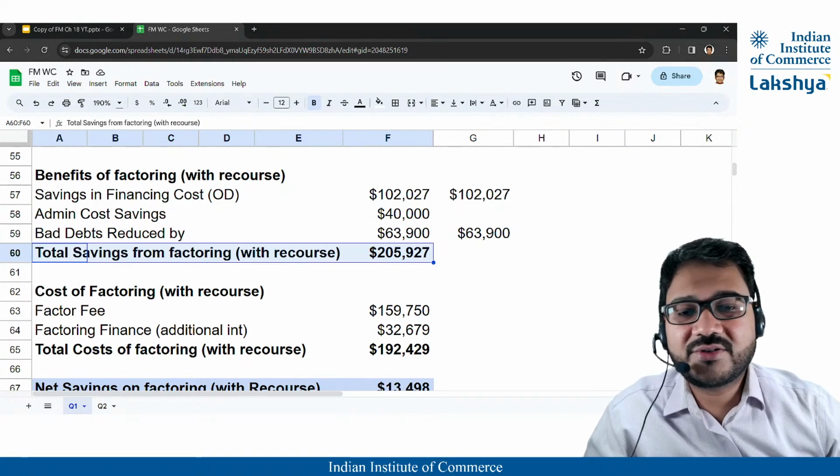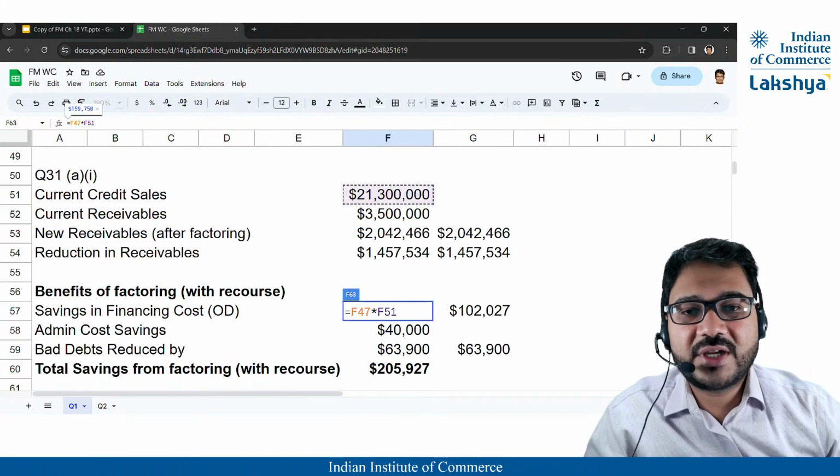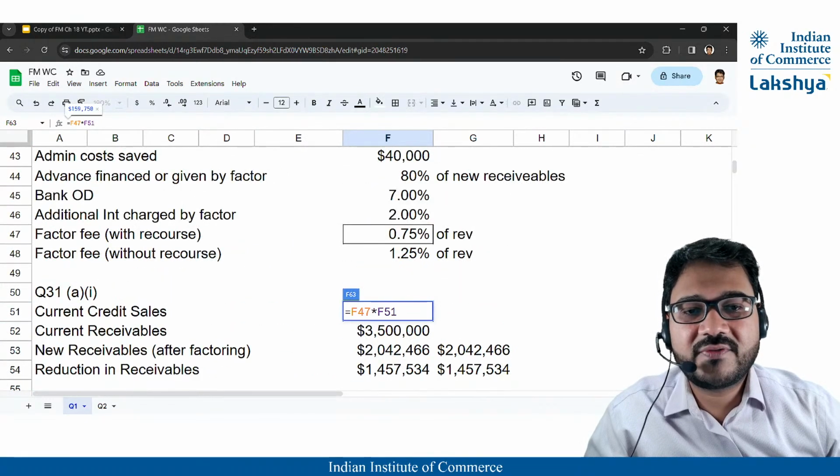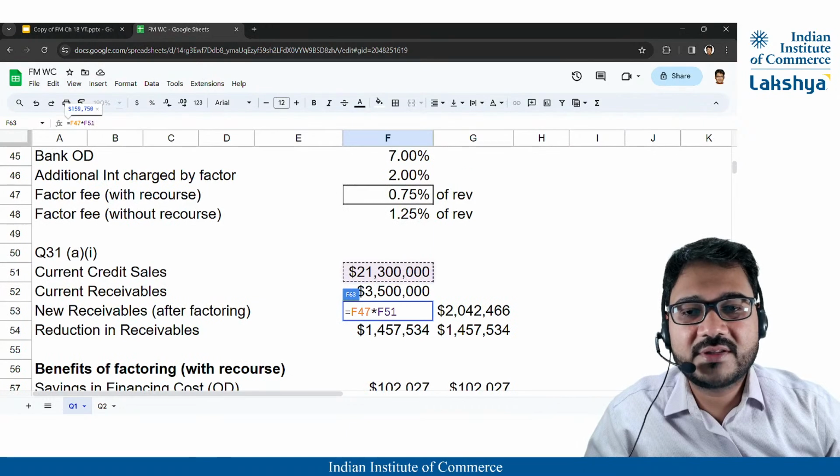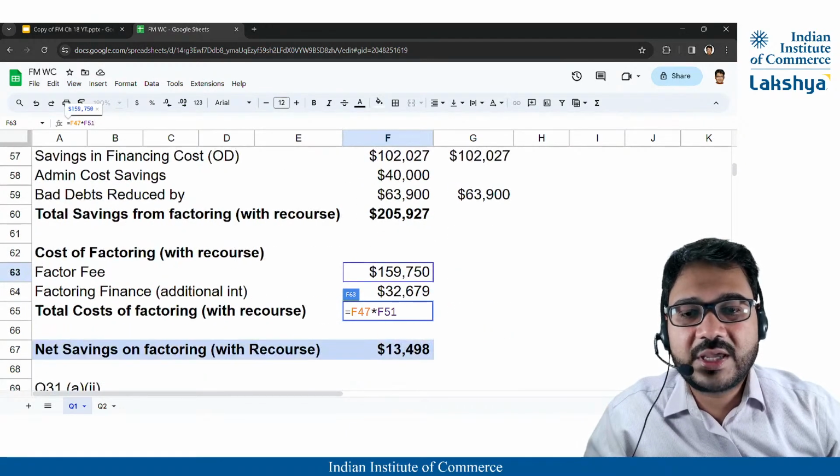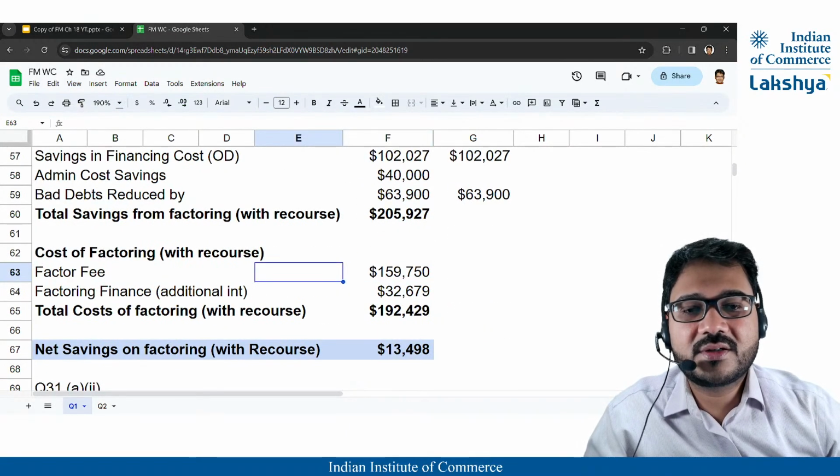I have to pay a factoring fee. How much is that fee? It's already given. It's 0.75% of revenue. So 0.75, and this is the revenue. So I have my fees, and I need to pay interest.